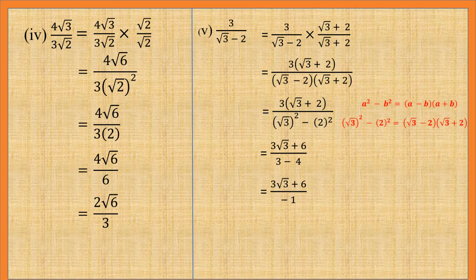When it happens that way, any number divided by 1 is the same number, and any number divided by negative 1 is negative that number. So once we say negative that number, the negative sign is going to affect this term and this term. That gives us negative 3 root 3 minus 6 as the rationalized and simplified form.